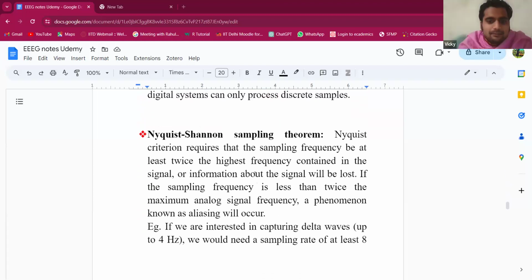So there is a sampling theorem. I studied a little bit about it, which is the Nyquist-Shannon sampling theorem. It simply says that the sampling rate should be at least twice the highest frequency contained in the signal.